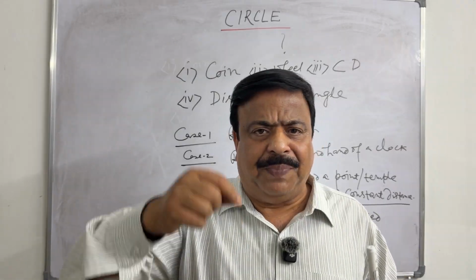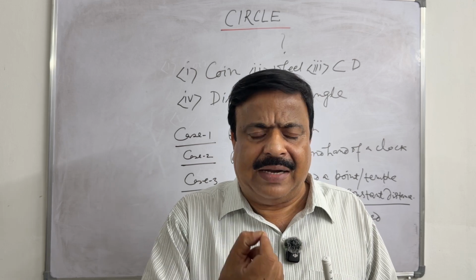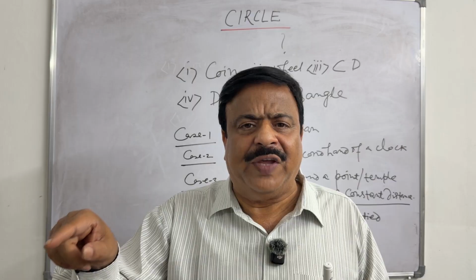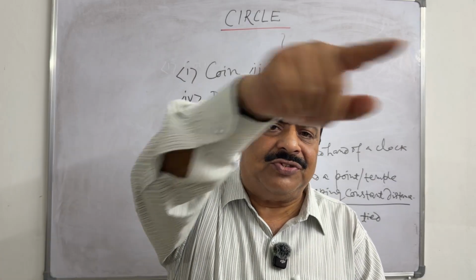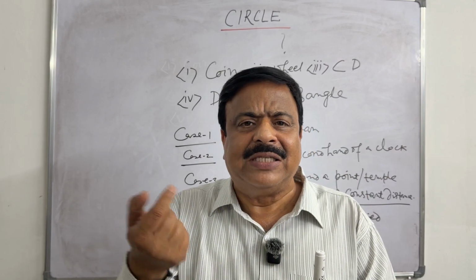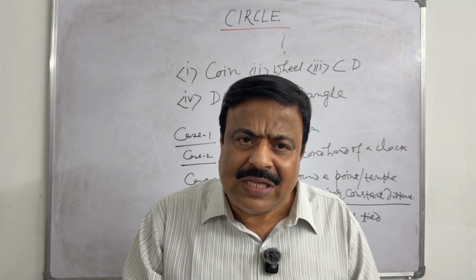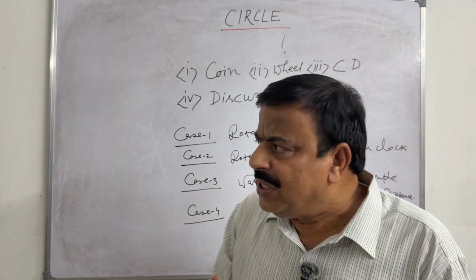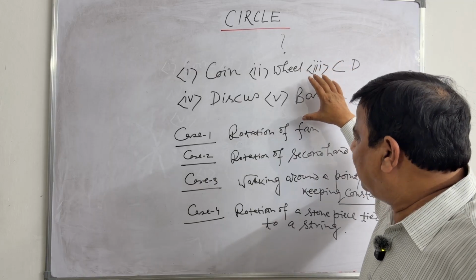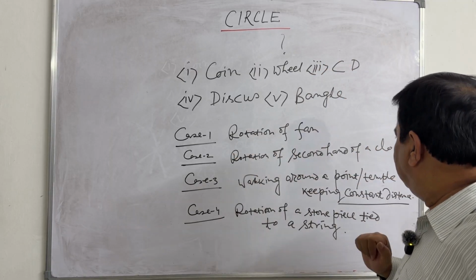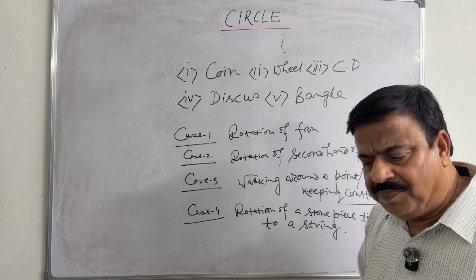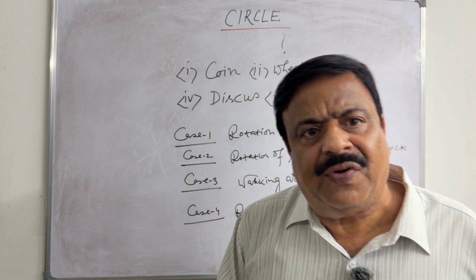If you fix a pin on a board and attach a string, and at the end of the string you fix a pencil and rotate the string around the pin, then what path the pencil will create or trace? It will be a circle. Okay, so from these examples of these specific objects and this rotation of different objects, the concept of circle is very clear. Okay, so how can we define a circle?